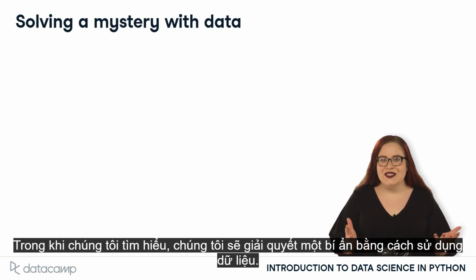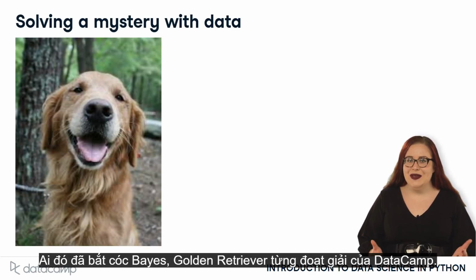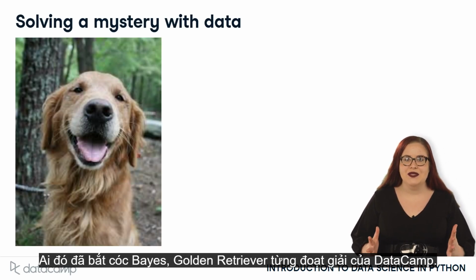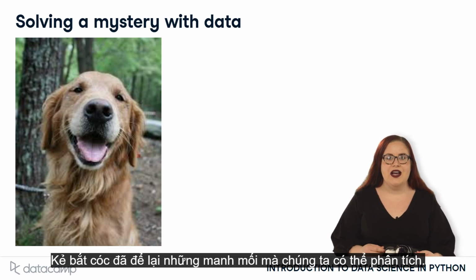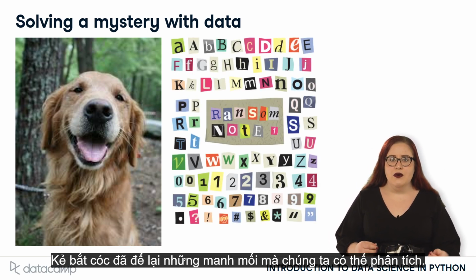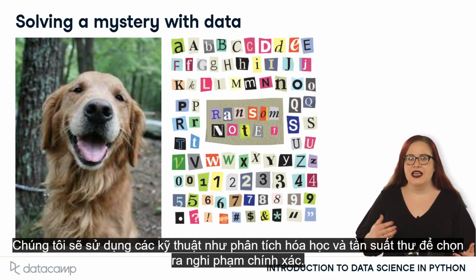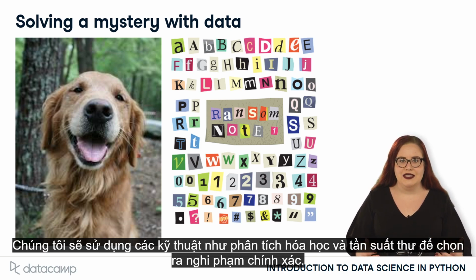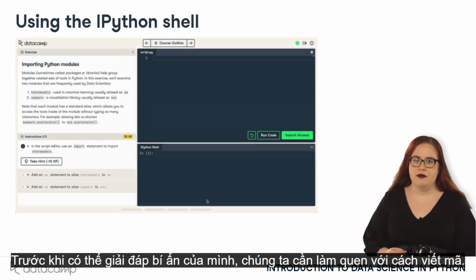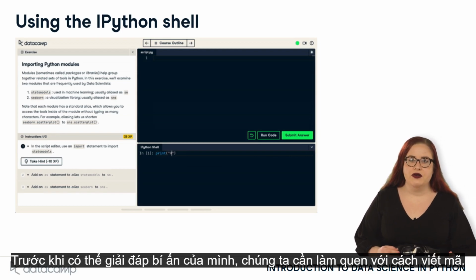While we learn, we'll be solving a mystery using data. Someone has kidnapped Baze, Datacamp's prize-winning golden retriever. The kidnapper has left clues that we can analyze. We'll use techniques like chemical analysis and letter frequency to pick the correct suspect. Before we can solve our mystery, we need to get familiar with how code is written.